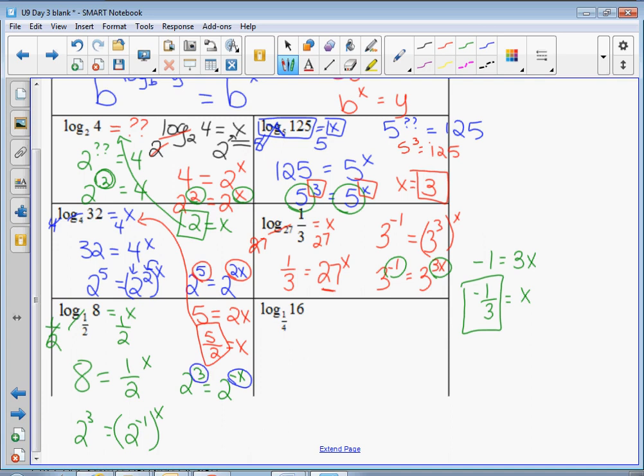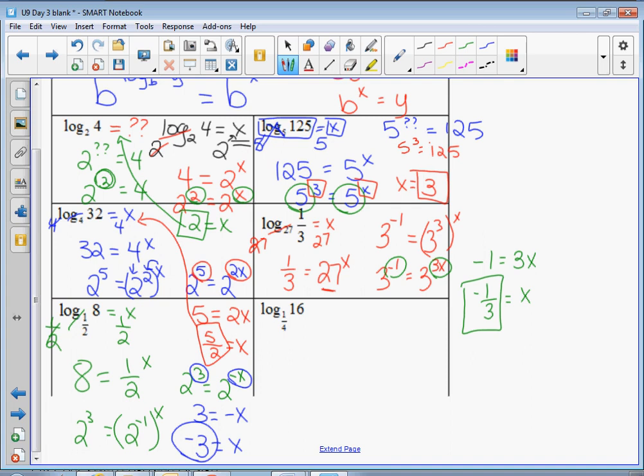Take your exponents, set them equal to each other. 3 equals negative x. So divide both sides by -1, and -3 equals our x. So -3 is the value of this log.